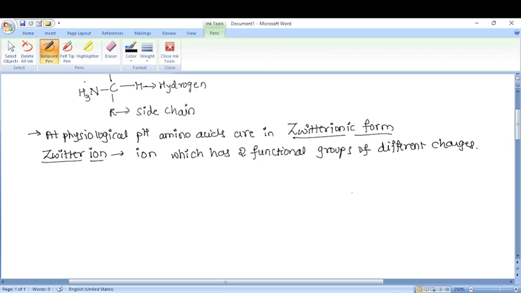And the carbon which is present in the amino acid is called the alpha carbon. Why the name alpha carbon? Because the functional groups are directly attached to the carbon. That type of carbon is called the alpha carbon. Alpha carbon is one to which functional groups are directly attached.